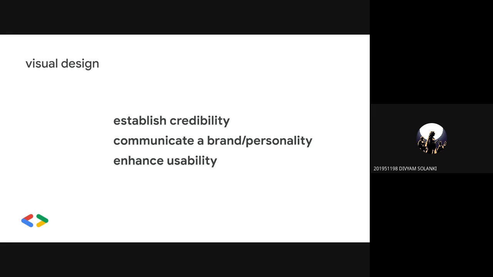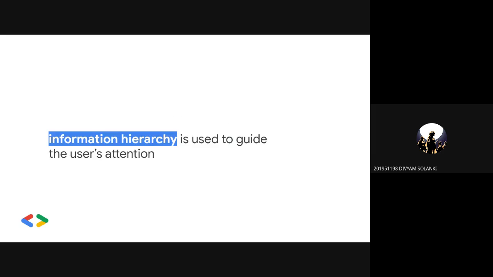You must have heard about UX, user experience. If you go on to any of the websites like Instagram or Twitter, you will find that the user experience is quite refined there, as well as the visual aspect. This is something that establishes credibility in the app. Twitter is something that we usually go on to. It also communicates a brand or personality. We will look at it in the coming slides. So let's move on to the next slide.